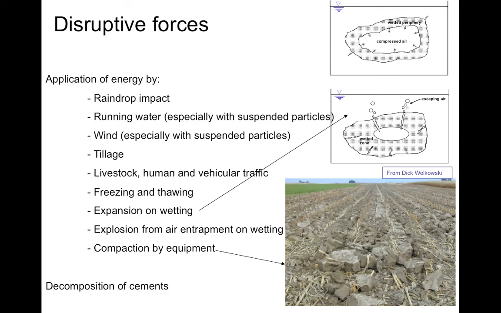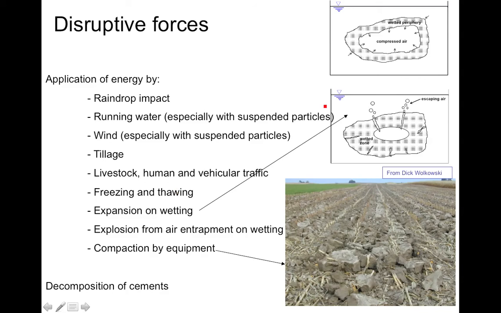So water and air can provide disruptive forces to soil aggregates. That can be in the form of raindrop impact. Raindrops can land on an aggregate, and the forces spread through the aggregate, and that can break apart some of those bonds. Running water and erosion: of course, running water can help move those particles up into suspension. Wind, tillage, livestock, freezing and thawing, expansion on wetting and drying.